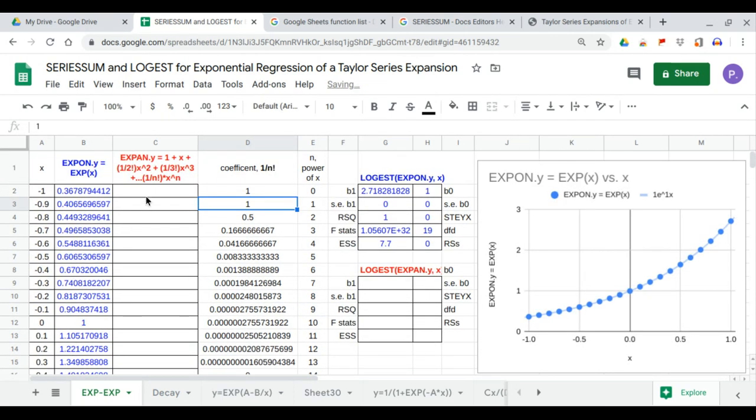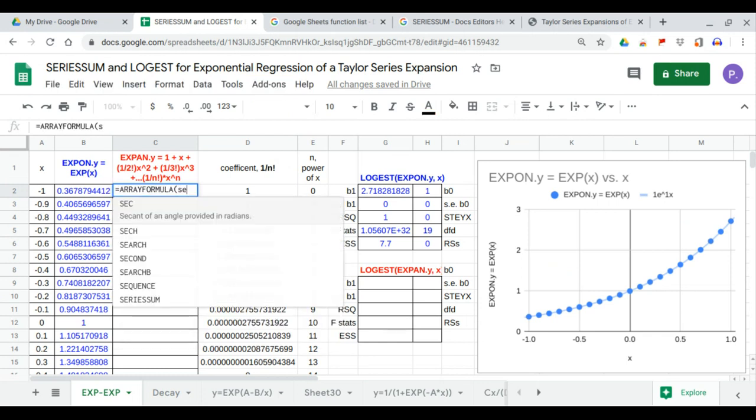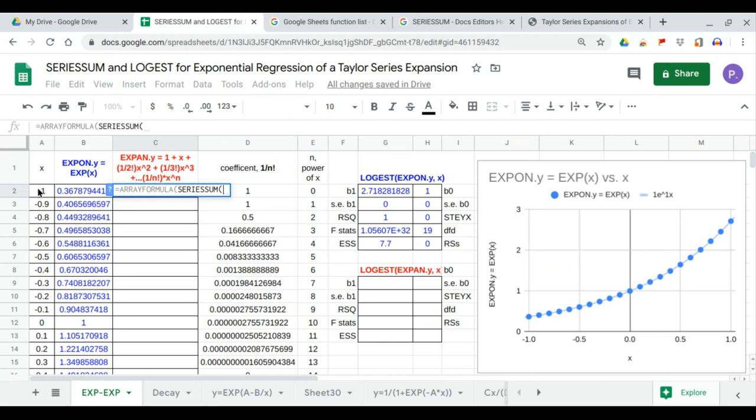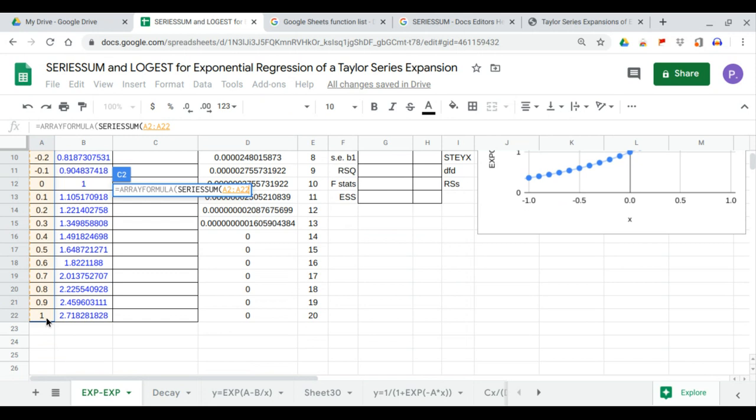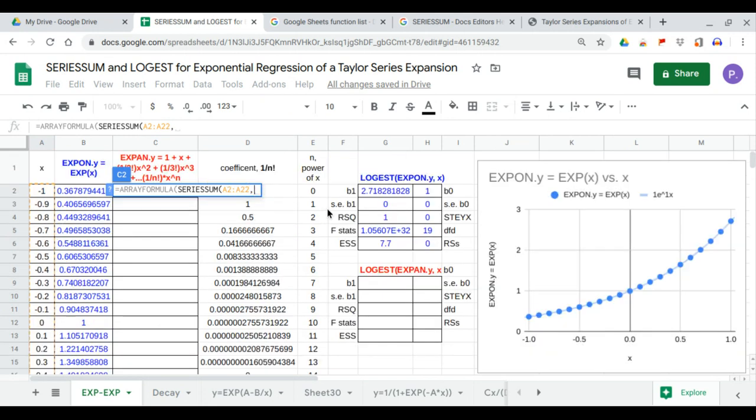Now that we have the coefficients, we can now complete the expansion dataset, which is our formula, SERIESSUM of the x values, where the power starts from 0, incremented by 1, and our coefficients will be this range.